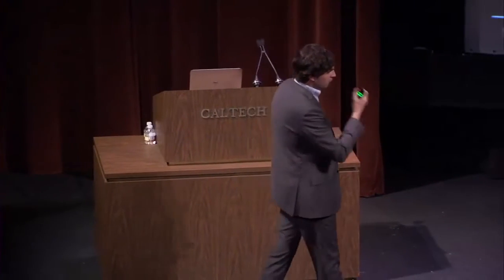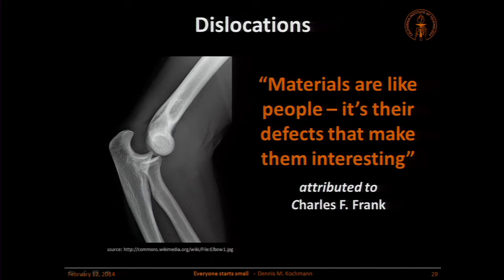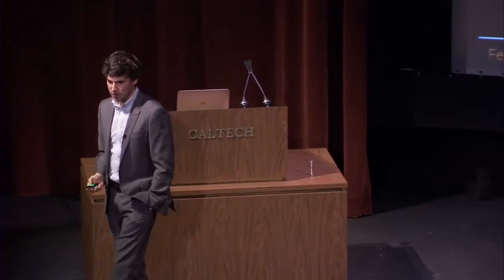Charles Frank was a famous materials scientist who once said, materials are like people, it's their defects that make them interesting. Now, defects in humans can be of many kinds. Some of them are physical. What we see here is a dislocated elbow. It can be quite painful, but luckily it can easily be repaired, more or less easily. It really hurts, but it can be done. And a dislocation here means nothing else but the joint is not where it's supposed to be. Something is in the wrong spot. That's exactly what we see in metals as well.